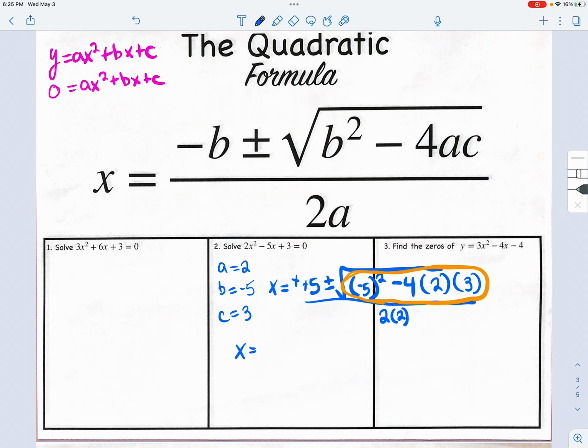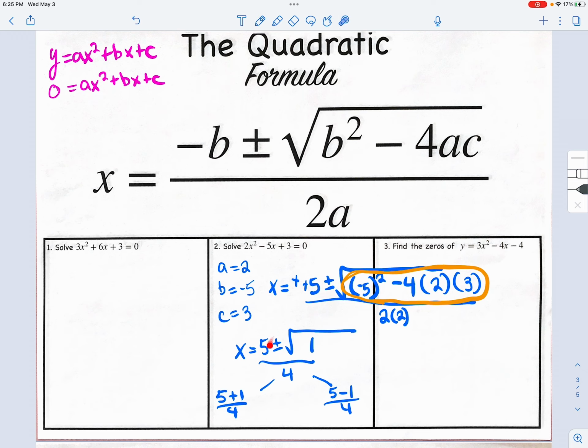x equals positive 5 plus or minus the square root of all of that, but we should have gotten 1. And then divided by 2 times 2, which is 4. From here, we're going to actually separate because there is something here. We know that the square root of 1 is just 1. So then to the left, we're going to write 5 plus 1 divided by 4. And to the right over here, we're going to write 5 minus 1 divided by 4. And we just have to divide it because we're going to end up with 2 zeros here.